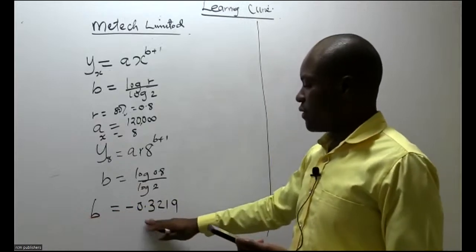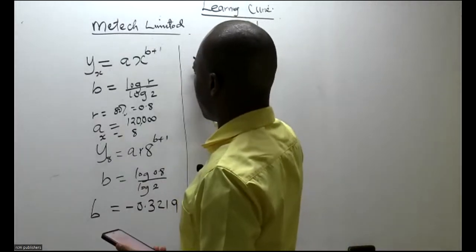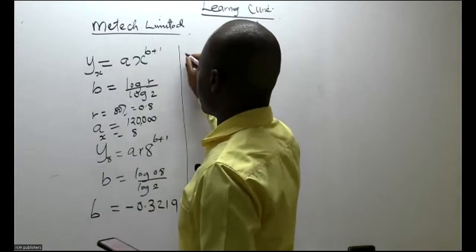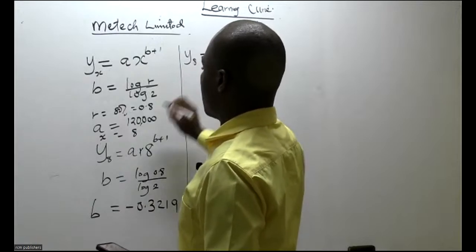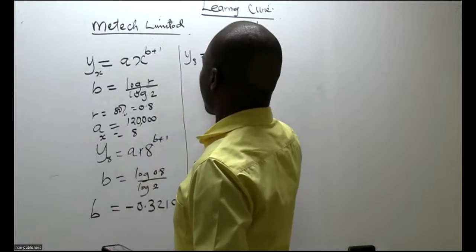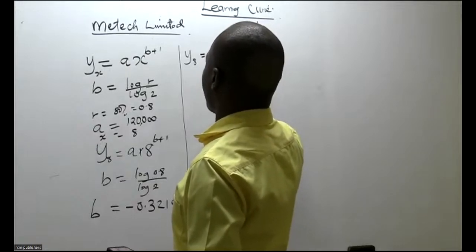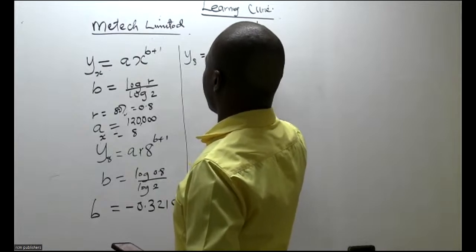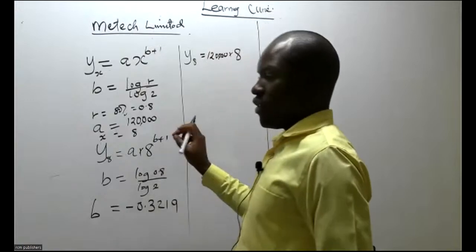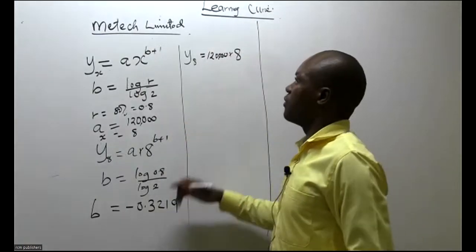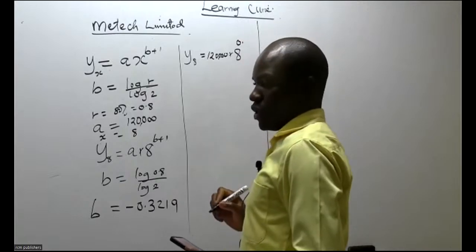After getting the value of b, we now go ahead to calculate our y for the first 8 batches. We are supposed to have a, which is 120,000, multiplied by 8 raised to the power of this one here plus 1. So b plus 1, whatever you're getting in the calculator plus 1, what will you have? It will be a positive.